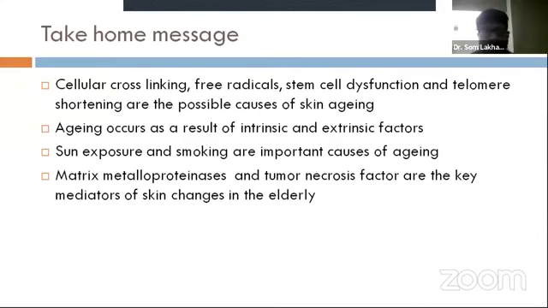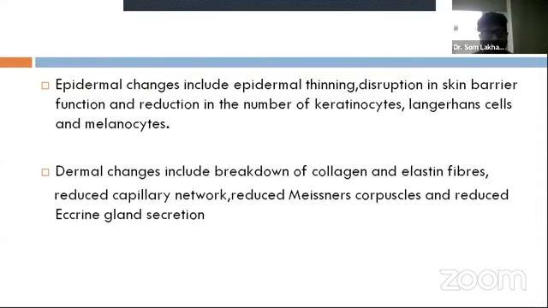So I would like to summarize with some important take-home messages. So cross-linking theory, free radical theory, stem cell dysfunction, and telomere shortening are the possible causes of skin aging. Aging occurs as a result of intrinsic and extrinsic factors. Sun exposure and smoking are important causes of aging. Matrix metalloproteinases and tumor necrosis factor are the key mediators of skin changes in the elderly.